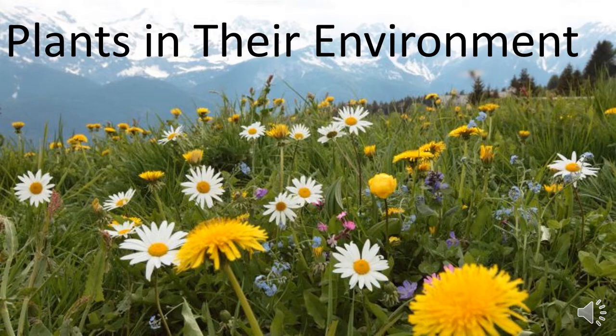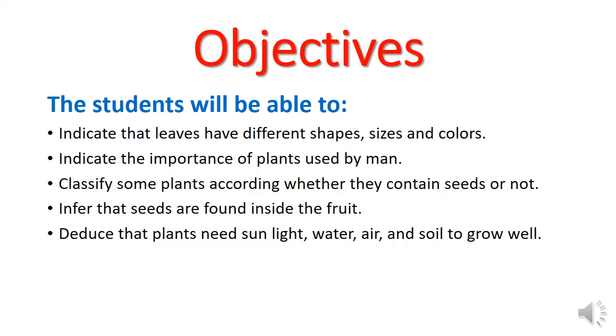Let us first look at the objectives. You have to indicate that leaves have different shapes, sizes, and colors. Indicate the importance of plants used by man. Classify some plants according to whether they contain seeds or not. You have to infer that seeds are found inside the fruit. And finally, you have to deduce that plants need sunlight, water, air, and soil to grow well. So let us start with the first exercise.